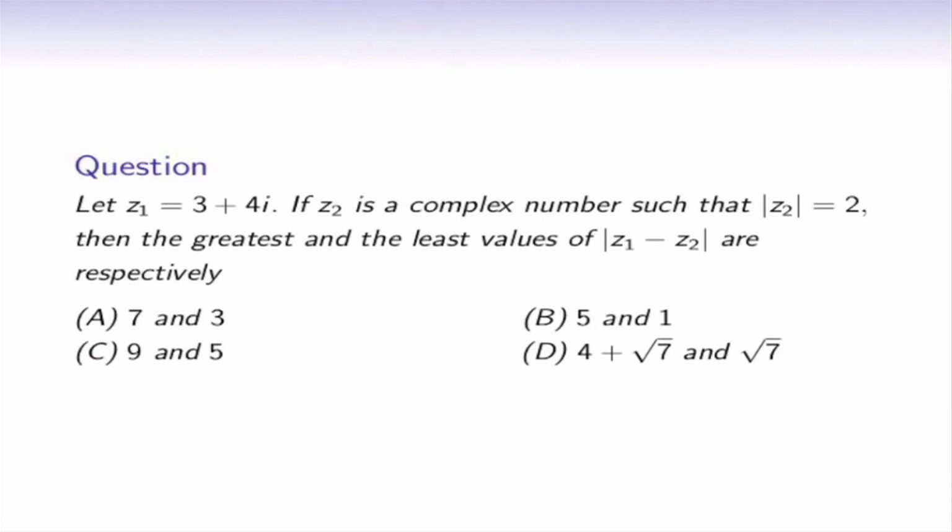Next, we consider the following problem. We are given a complex number Z1 whose real part is 3 and imaginary part is 4, and we are given another complex number Z2 whose absolute value is 2. And in the question we are asked to find the greatest and the least values of the absolute value of Z1 minus Z2. We are given 4 options. Let us see how to solve this problem.